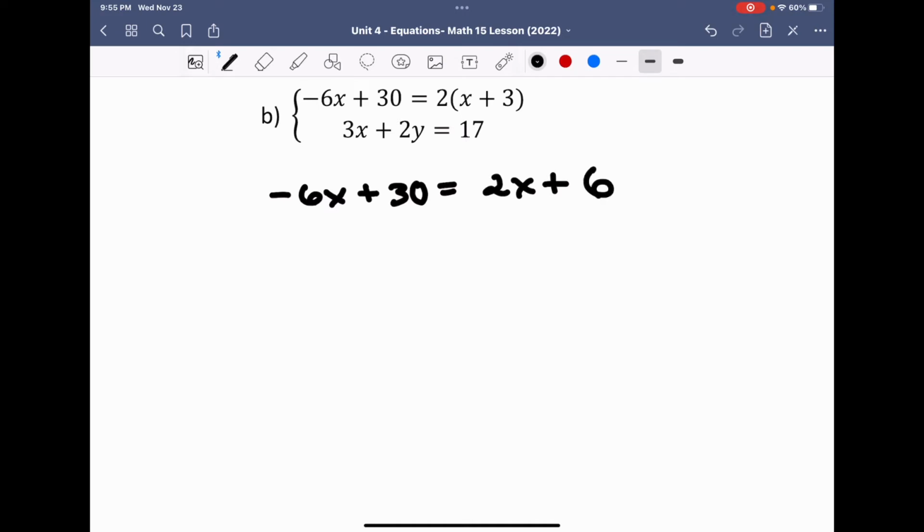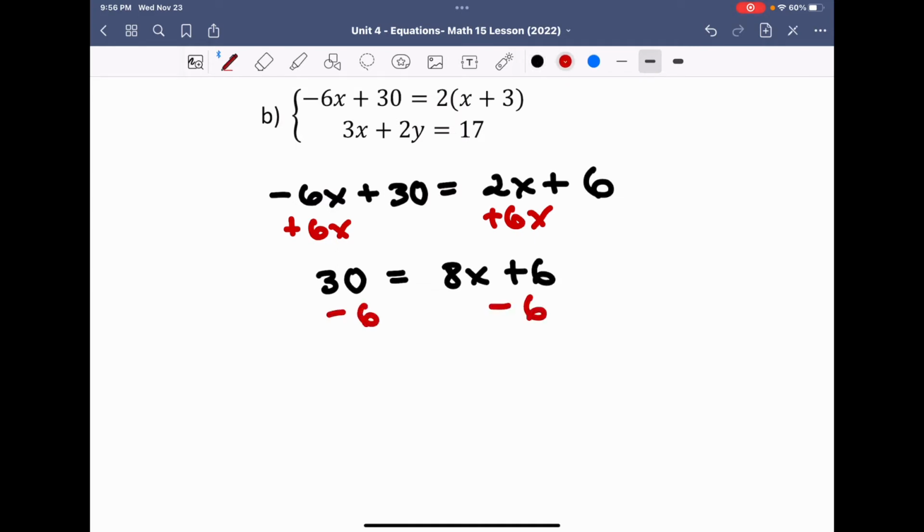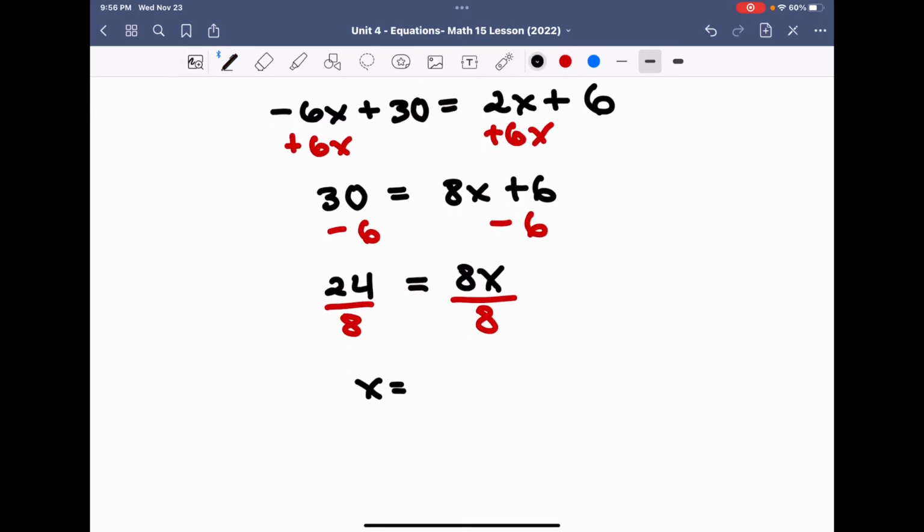I'm now going to move my variables and my numbers across to isolate. I'm going to add 6 across, and you could equally subtract the 2x from the other side. We then would get 30 is equal to 8x plus 6. If something is being added, then we must subtract it from both sides. Therefore, 30 minus 6 is 24, which is equal to 8x. Lastly, I have a number being multiplied to that x, so I must divide. Therefore, x is equal to 24 divided by 8, which is, in this case, 3.